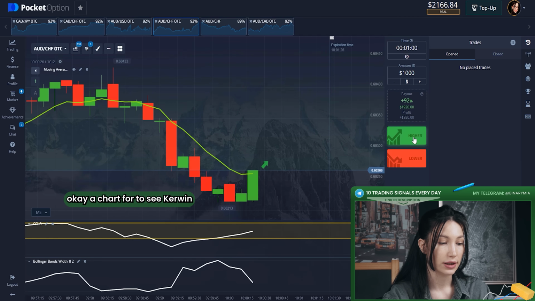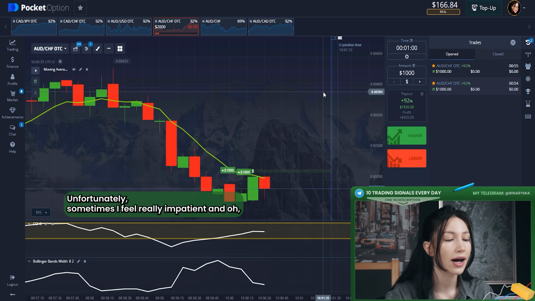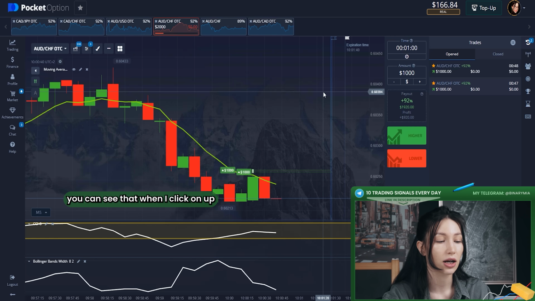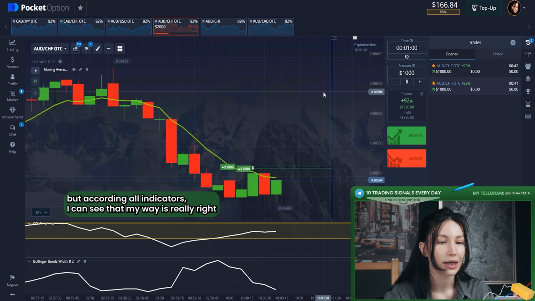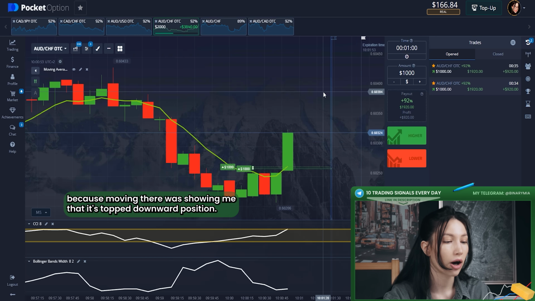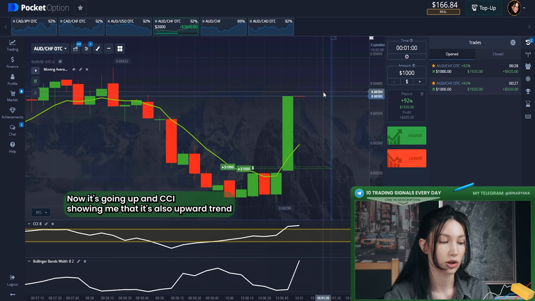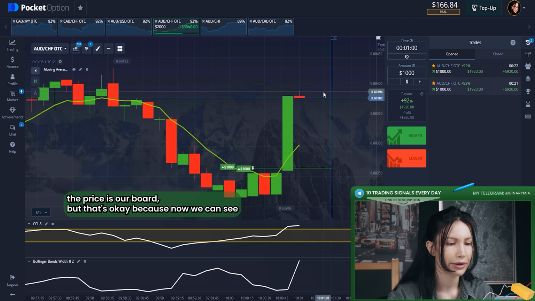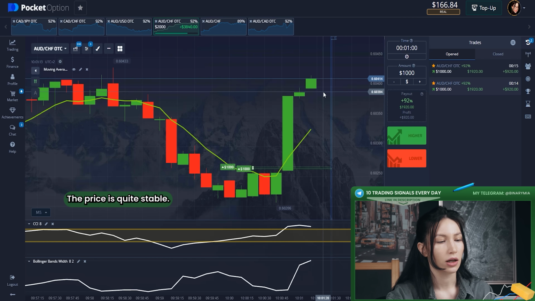Okay, the AUDCHF OTC currency pair is showing me the best position to click on up, and oh my god, unfortunately sometimes I feel really impatient, and you can see that when I click on up, the candle decided to go down. But according to all indicators, I can see that my way is really right, because the moving average is showing me that it stopped the downward position, now it's going up, and CCI is showing me that it's also an upward trend, and maybe the price is overbought, but that's okay, because now we can see that the candles are really far away from my bet. The price is quite stable.